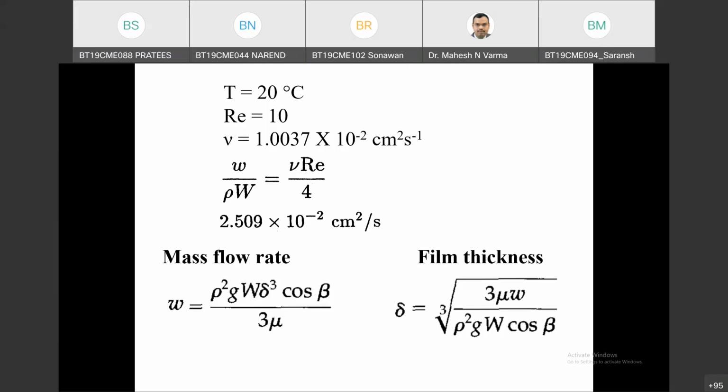So what is the value of film thickness? Yes, sir, 1 minute. Sir, I'm getting 9.2 into 10 raised to minus 3 centimeter. So 9.2 into 10 raised to minus 2 centimeter. Yeah, correct. Everybody should get this.